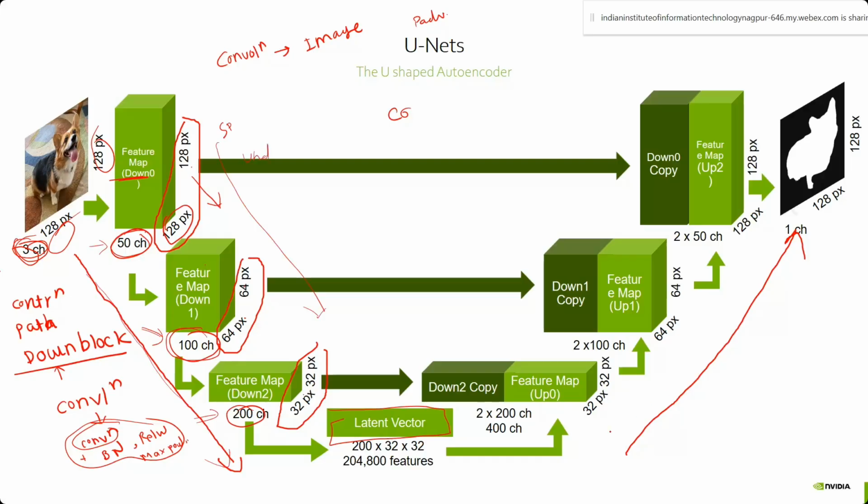Now here you have the up blocks. Then you have here what is called the expansion path.